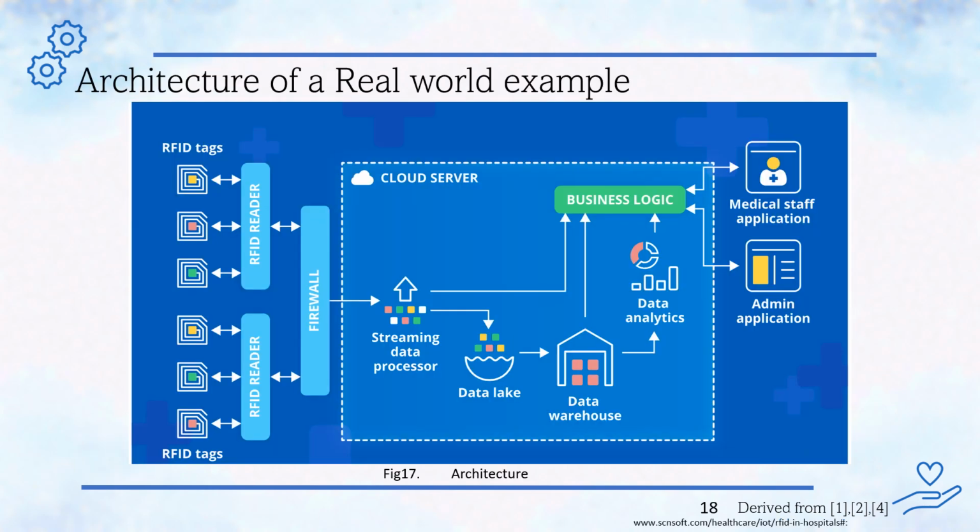Given here is a real-world example of how RFID could be used in a hospital. The architecture shows the RFID tags, which are in constant communication with RFID readers. The RFID readers are connected to a cloud server, which is protected by a firewall. So it shows that the security of such systems is well guarded. The cloud server includes the streaming data processor, the data lake, the data warehouse, and the data analytics, which is then connected to the medical staff application and the admin application.